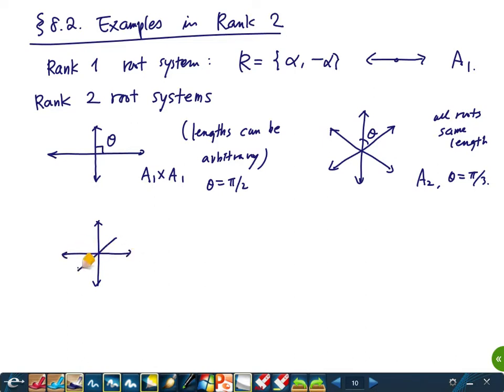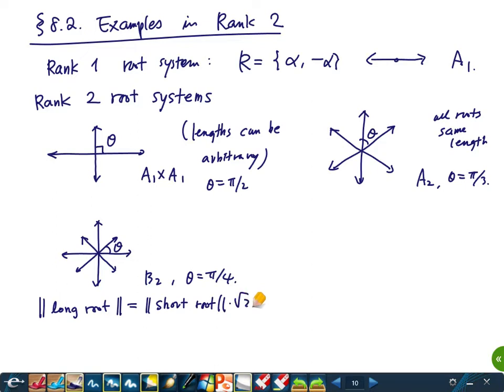Actually, I think I drew this and said that it's a type Cn, but it's really the same as type Bn, so I'm going to say B2 or C2 if you want. Theta equals pi over 4. And the length of the long root is equal to the length of the short root times a square root of 2. There are 2 lengths only. So if this is 1, then this is square root of 2.